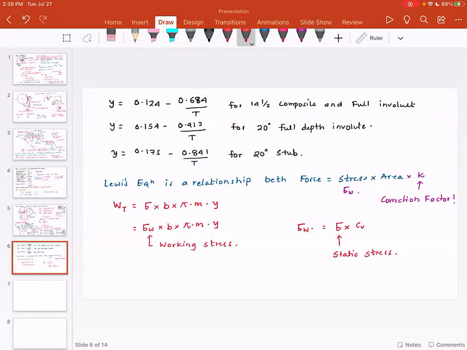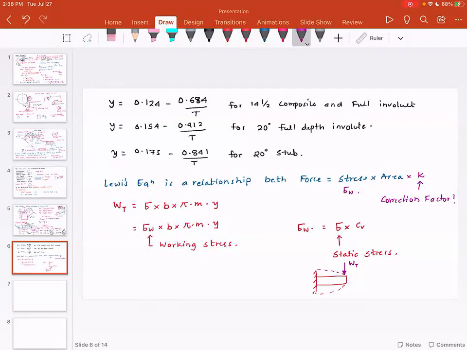Static stress means the assumption is that you have a beam. As we are assuming when we try to derive the equation for gear, we sort of assume that this is the beam. This load WT is considered to be stationary. It's not moving or changing. But a gear is not a structure. A gear is a component in motion. It's a moving thing where the stresses are varying.